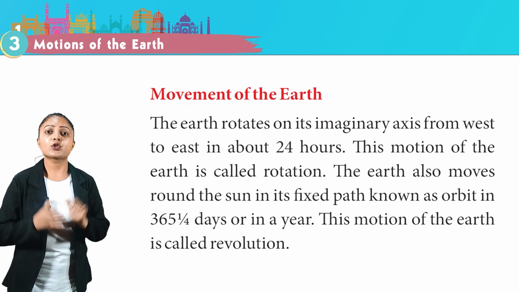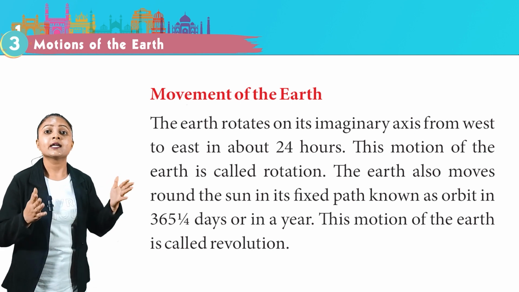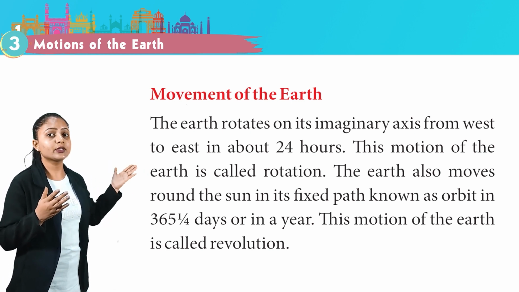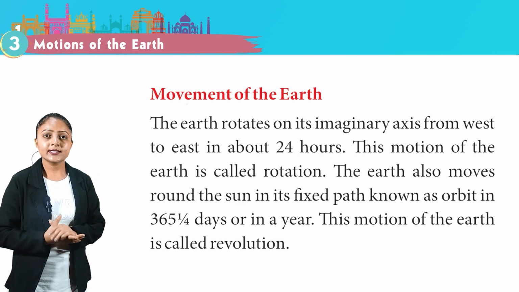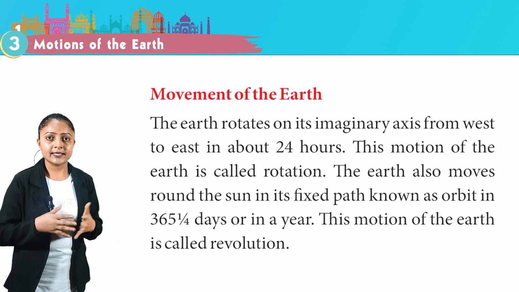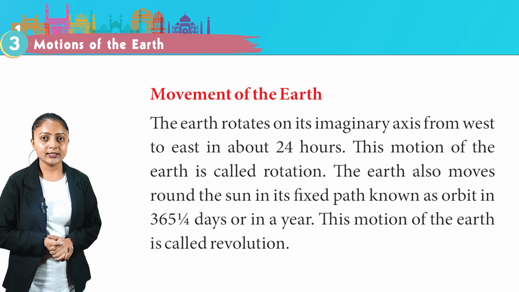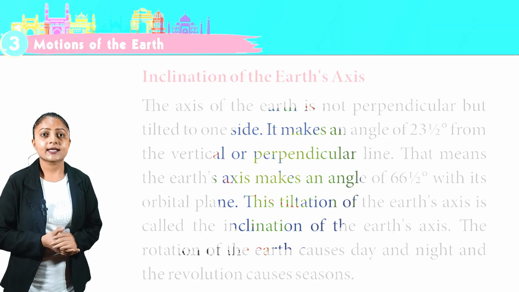Movements of the earth. The earth rotates on its imaginary axis from west to east in about 24 hours. This motion of earth is called rotation. The earth also moves around the sun in its fixed path known as orbit in 365 1/4 days or in a year. This motion of the earth is called revolution. This is an image of earth on its axis.